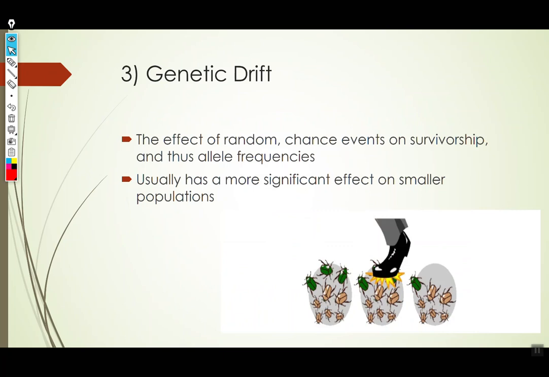So, because of how this works, this typically has a stronger effect on smaller populations, because smaller populations are more greatly affected by large chance events.